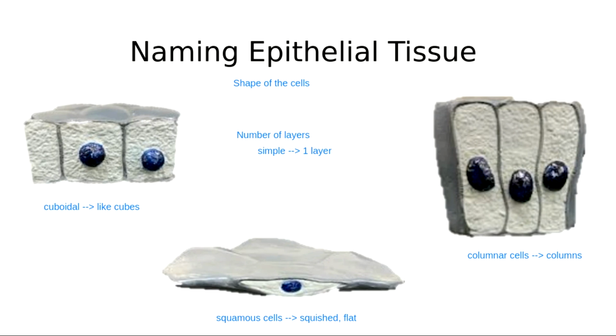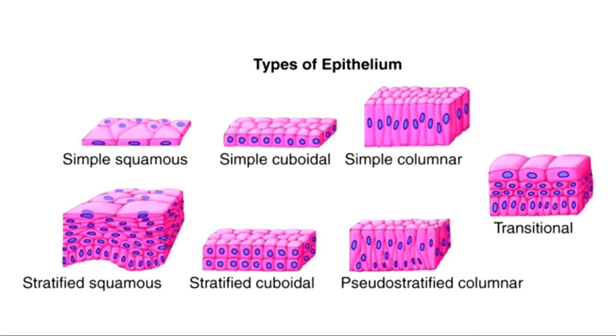Stratified epithelium has at least 2 and a lot of times many more layers of cells. So when we talk about epithelial tissue, its name is going to tell me what the shape is of the cells that are inside of it, and it's going to tell me the number of layers that it has. So here's a picture that you have in the guided lesson right here that shows you the different types of epithelium.